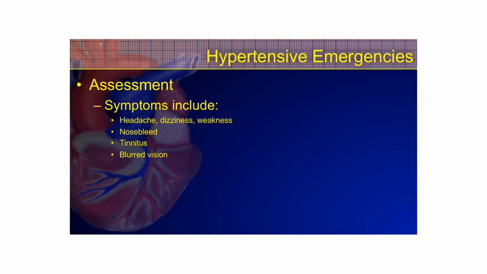So let's talk about assessment of the hypertensive emergency. They often develop rapidly with hypertension, and the symptoms can include headache, blurred vision, dizziness, tinnitus, ringing in the ears, dyspnea, or shortness of breath, chest pain or tightness in the chest, nosebleed or epistaxis, muscle cramps, weakness, palpitations, paroxysmal nocturnal dyspnea or orthopnea can occur with hypertension.